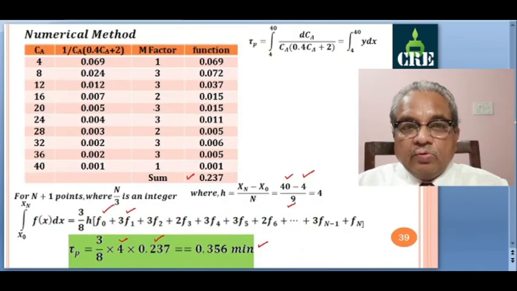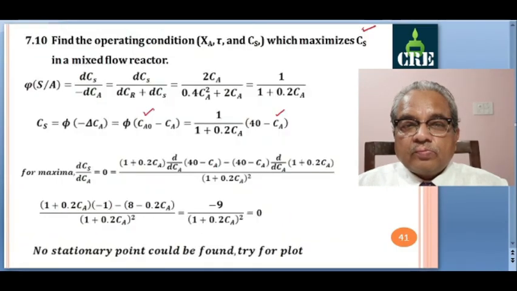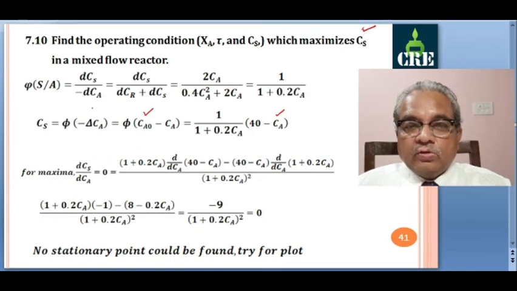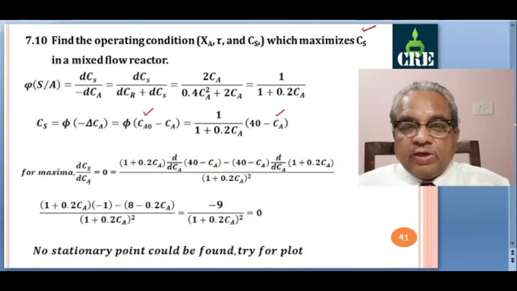Okay, given CA0 is 40. We want to maximize CS. Okay, this is to be maximized. So dCS by dCA.